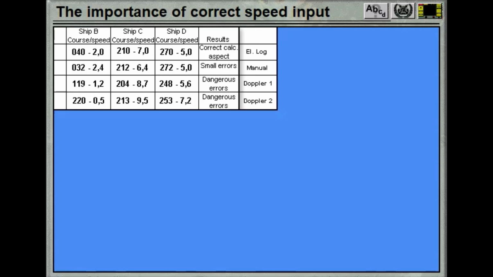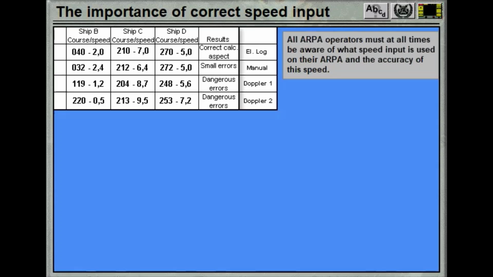In the following figures, we try to illustrate the importance of correct speed input to the ARPA system at all times. All ARPA operators must at all times be aware of what speed input is used on their ARPA and the accuracy of this speed.